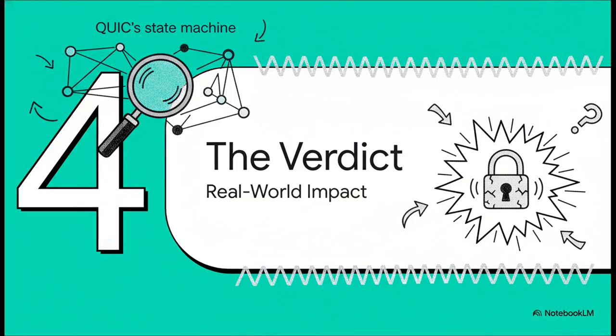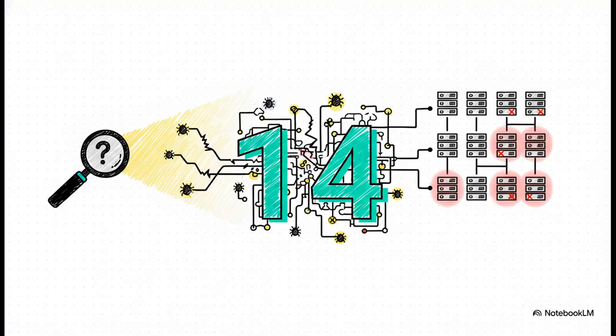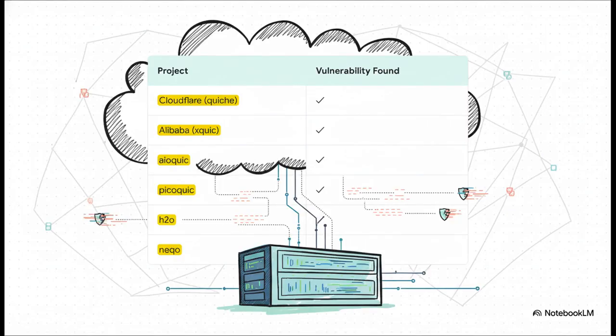Okay, you might want to brace yourself because the results were, well, absolutely staggering. MerCuriuzz was tested against 16 of the most important QUIC implementations on the planet, and it found 14 previously unknown, brand new logical vulnerabilities. We're talking bugs nobody had ever seen before. And look, we're not talking about small, obscure projects here. The tool found these logic flaws in foundational code used by giants like Cloudflare and Alibaba Cloud. This stuff affects a massive chunk of the modern internet.